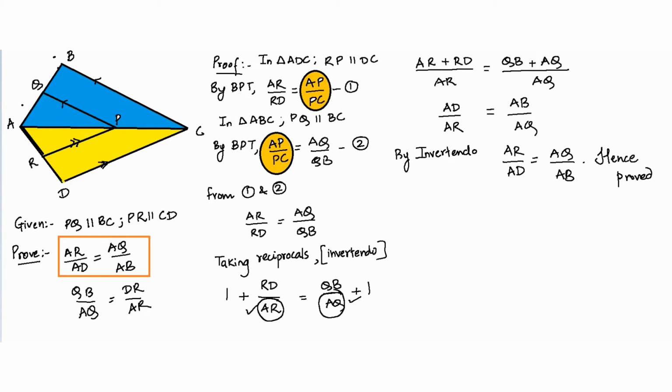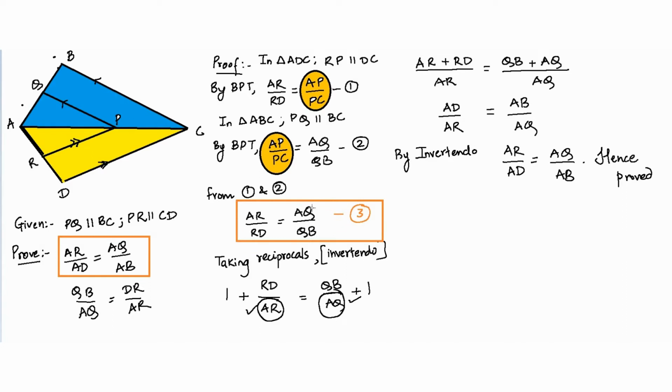Now let's think about the second part, QB upon AQ. If I mark this as result 3, I already have AQ upon QB.